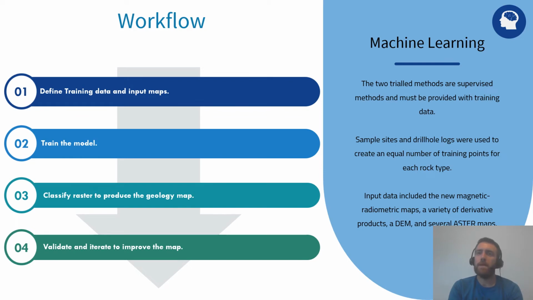We might change input maps. So there might be a map that's really dominating the output, or a map that's just kind of a bit too messy and it's not helping. So we might remove that. We might add other maps in if we have other ideas. We can also alter the modeling parameters to try to really hone in on a good result.